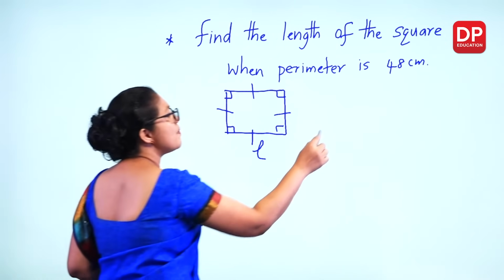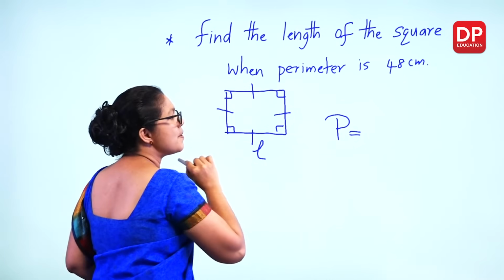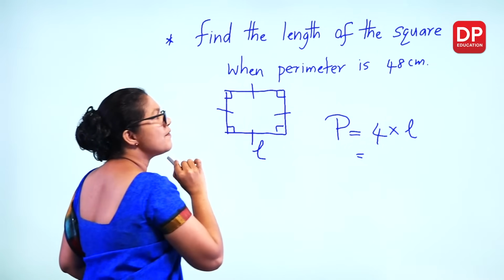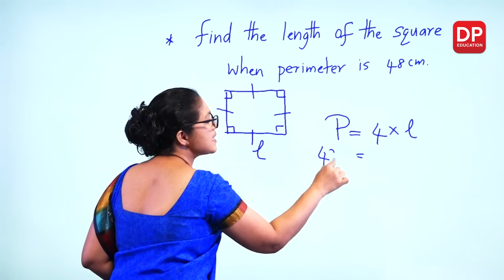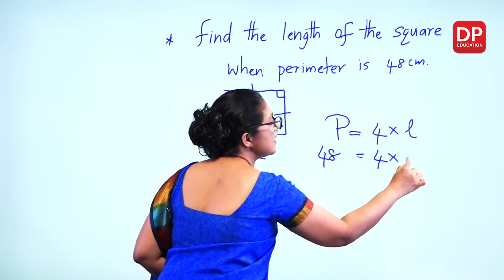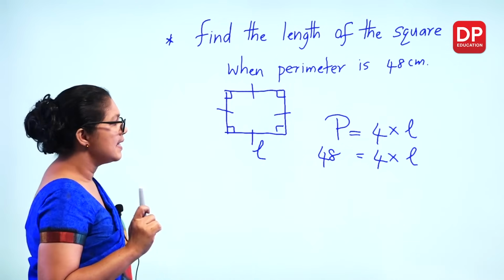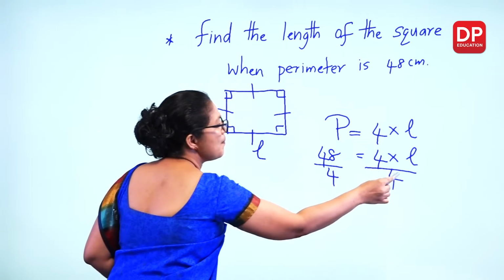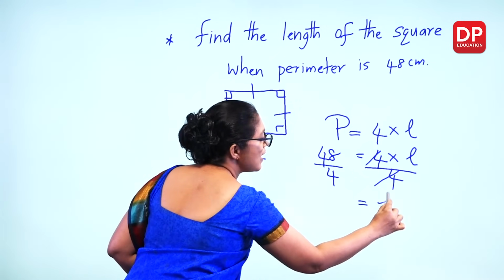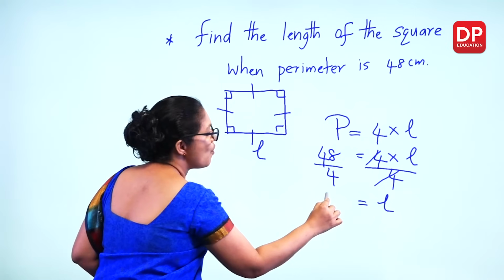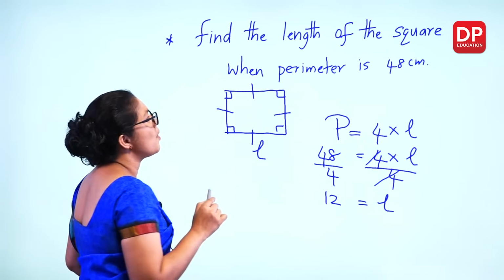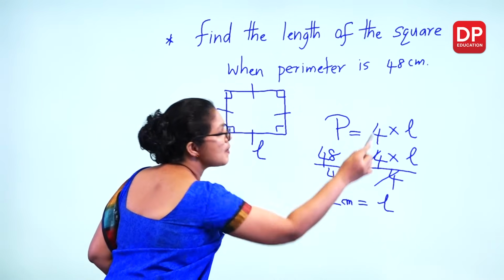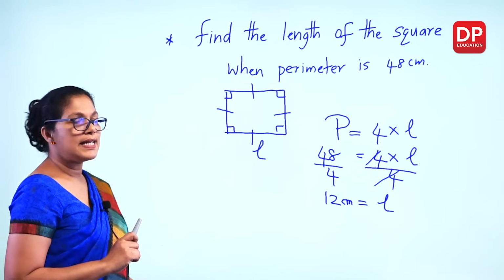So you can use the perimeter formula. So what is perimeter? 4 times 1 length. Now substitute the values. 48 is perimeter and 4 times L. So how can we find out L? We can divide both sides by 4. What happens? 4 gets cancelled out. You get L. 48 divided by 4, you get 12. So what's one side? This is 12 centimeters because the perimeter is given in centimeters.